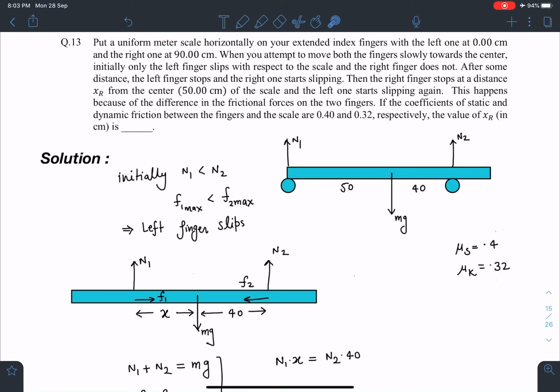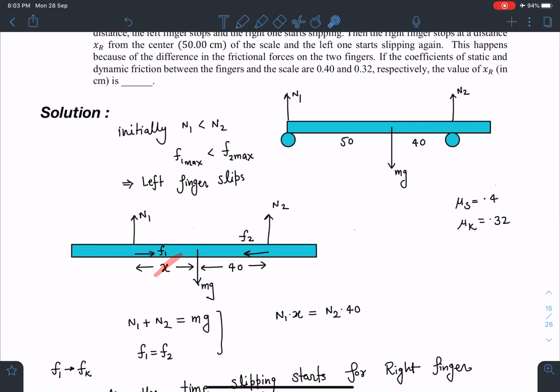And here if you see, this arm length is more, and since it is in balance about the center of mass, we can balance the torque. So n1 into this distance and n2 into this distance. From here I can easily say n1 is less than n2 in the beginning. Since n1 is lesser, its maximum value of friction is also going to be lesser. So when we start moving, this friction F1 is going to reach its maximum value first and sliding starts. That is what they are mentioning in the question, that the left part is sliding and this is at rest only. So F1 becomes kinetic in this situation, whereas F2 is still static.